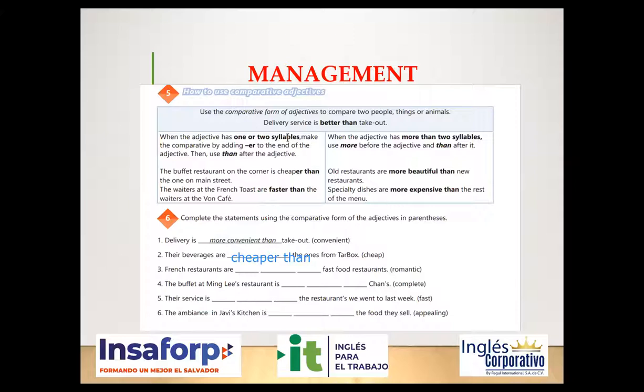Okay, it says the buffet at Mingli's restaurant is more complete than Chan's. Is that right? Okay, I'm going to ask your classmates. Do you agree with Julio's answer? The buffet at Mingli's restaurant is more complete than Chan's. Do you think it's correct? Okay, we have the reactions. Thumbs up means okay. I agree. Very good. So okay, let me check. Blanca says that is okay. Floor says that is okay. Jacqueline, Karen, Miguel, they think that is good. Ruth is celebrating, so it's correct. Yes, that's right. Excellent job, Julio.